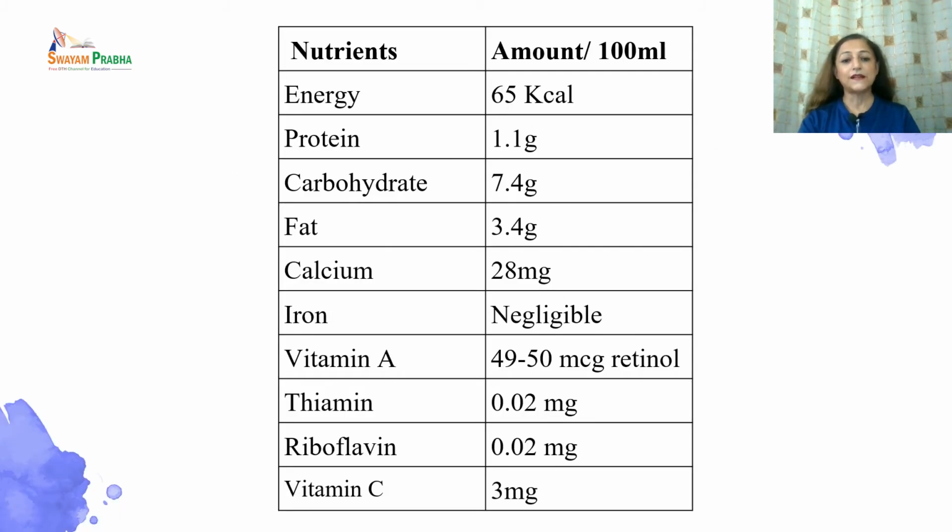This is the composition of breast milk. As we can see, for 100 ml, it is going to provide 65 kilocalories of energy, around 1.1 grams of protein, 7.4 grams of carbohydrates, 3.4 grams of fat, and around 28 milligrams of calcium with negligible iron, vitamin A 49 to 50 micrograms in the form of retinol, and around 0.02 milligram of thiamine, 0.2 milligram of riboflavin, and 3 milligrams of vitamin C.